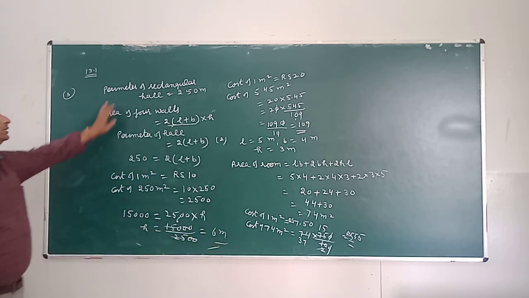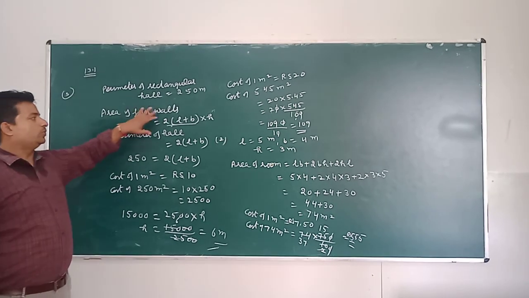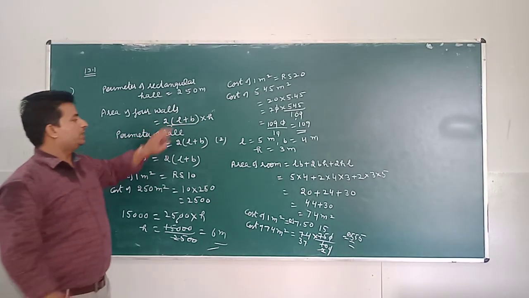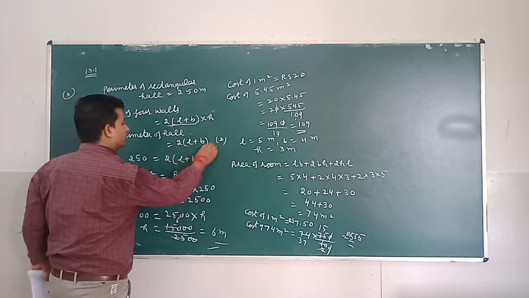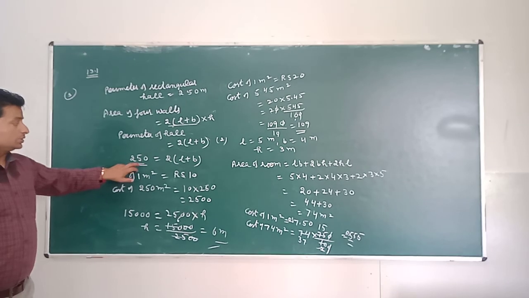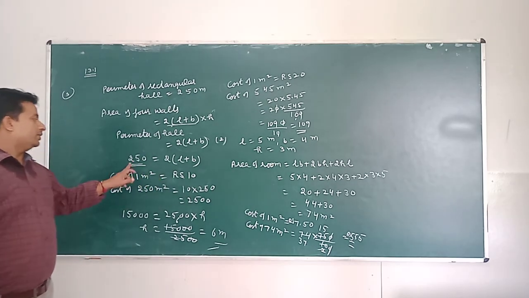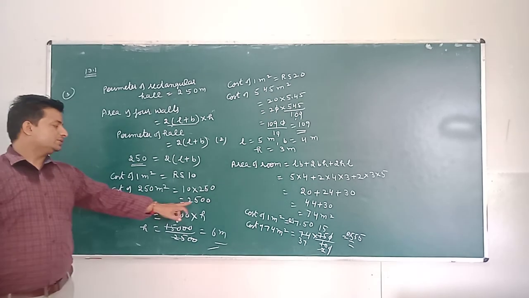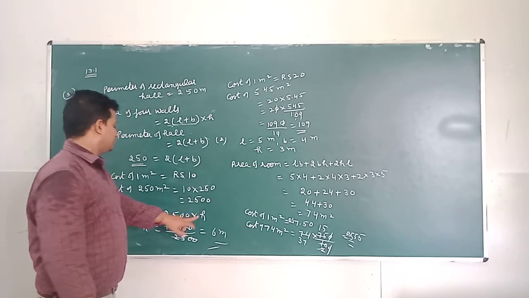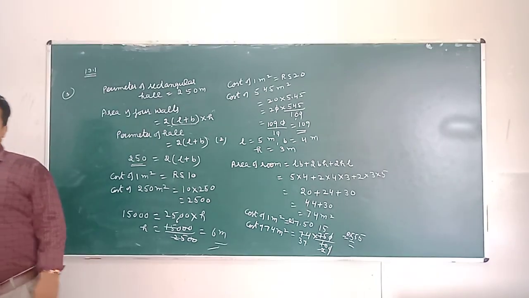In this question, the perimeter of rectangular hall is 250. First we find the area of four walls, which is 2 into L plus B into H. Perimeter of hall is 2 into L plus B, which is 250. First we find the cost of painting this area. Cost of 1 meter square is 10, so the cost is 2500 into H. So H is 6 meter. This is the height of the hall. Thank you.